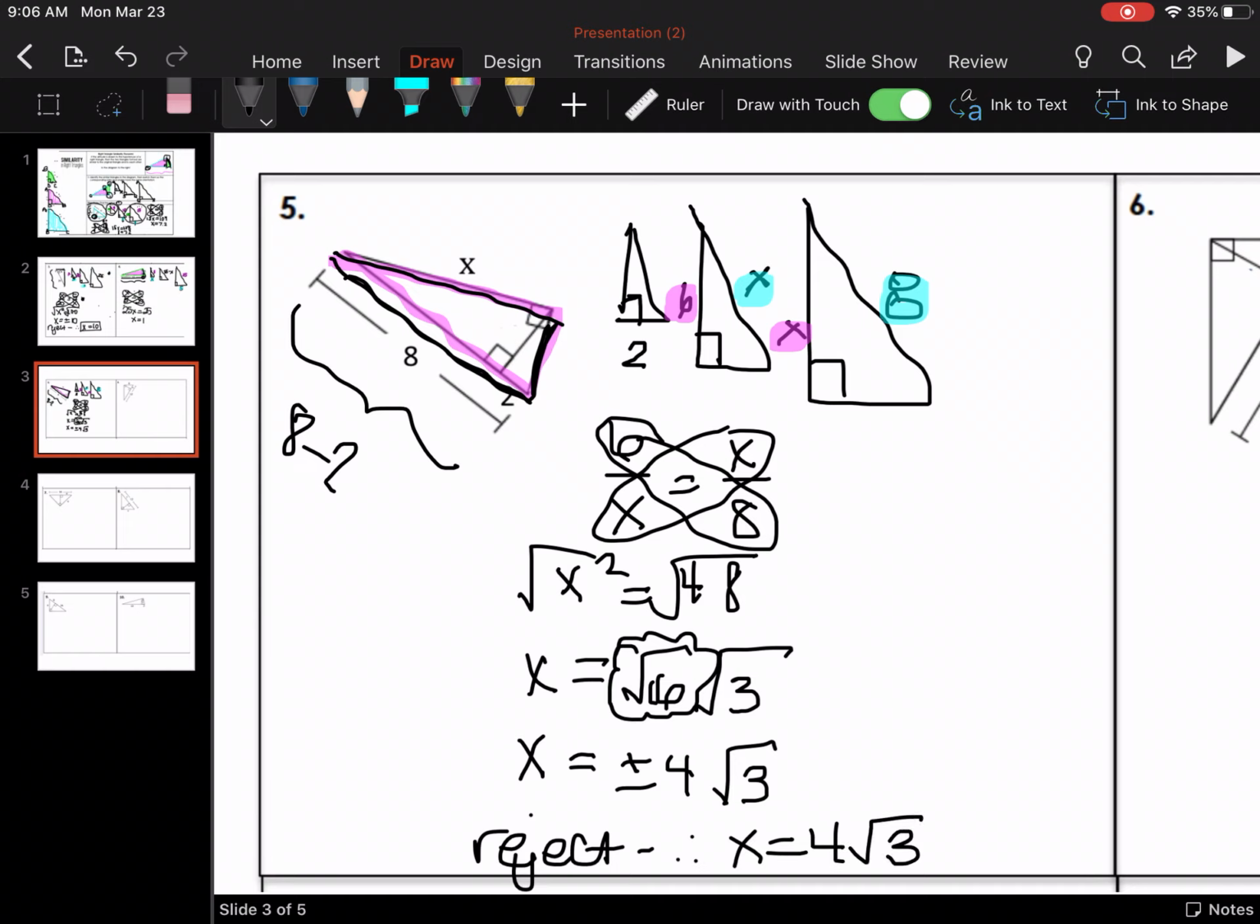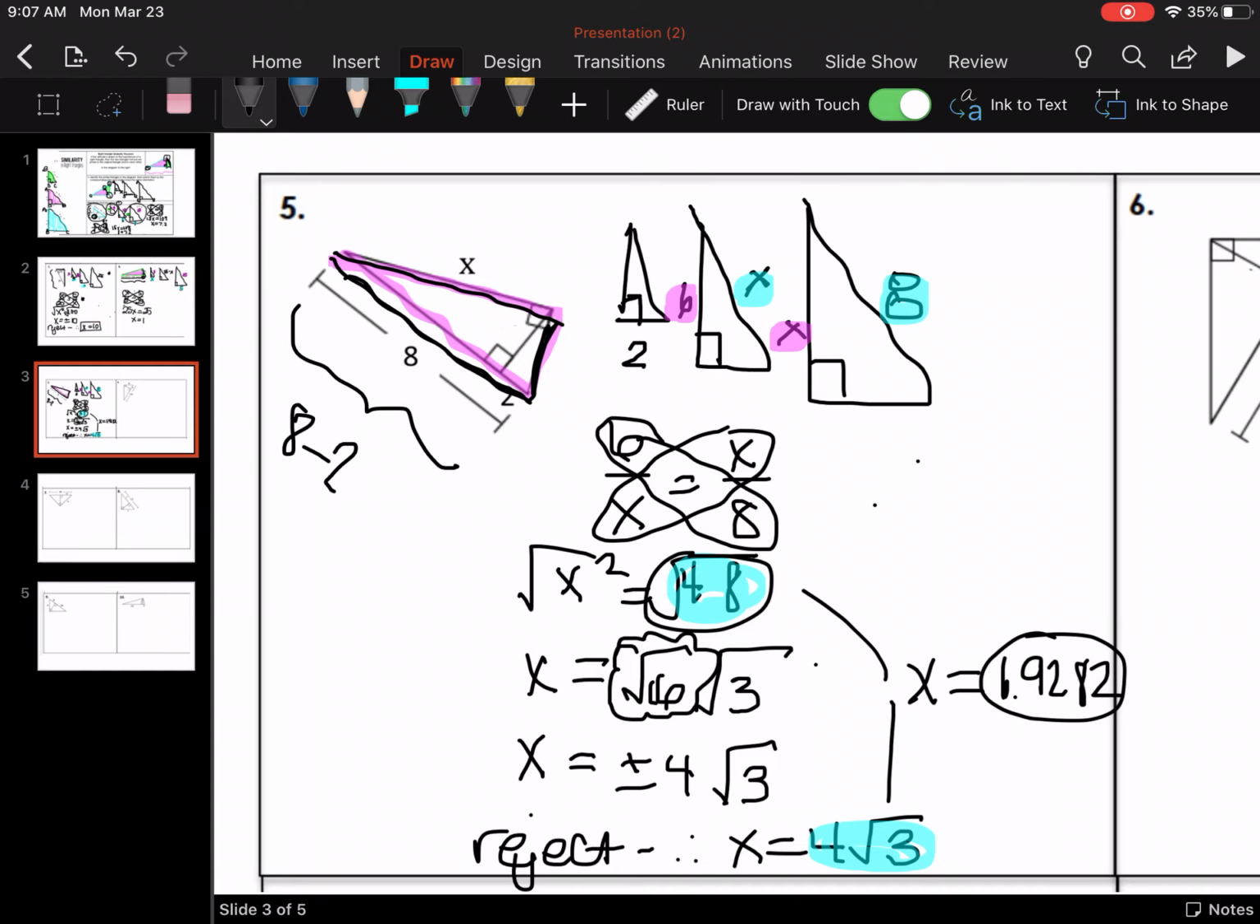Now, on the Regents, if they have multiple choice, you could plug 4 rad 3 into your calculator. Actually, you could also plug radical 48 into your calculator, and they will both give you the same value. If you round it, it's going to give you 6.9282. Okay? So they mean the same thing. One is just an exact answer, and this one's a rounded answer. All right, number 6.